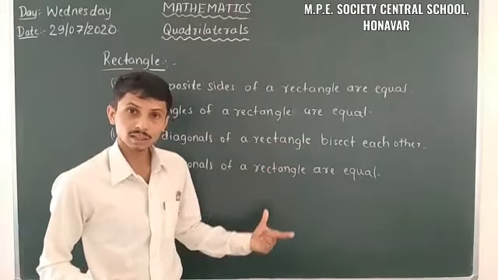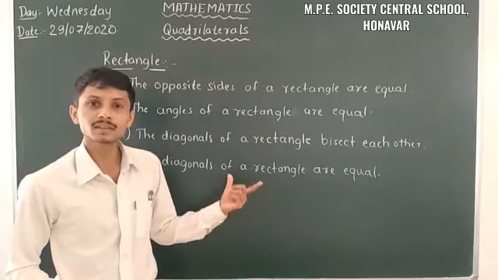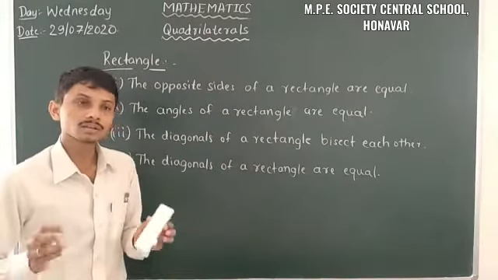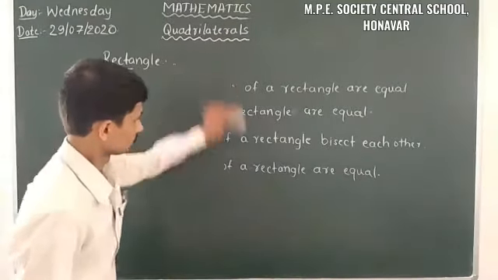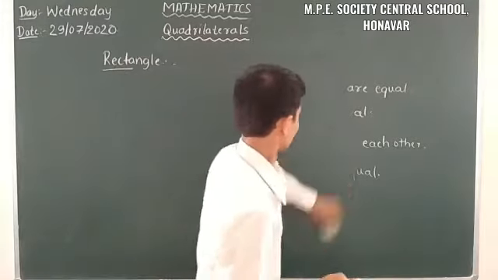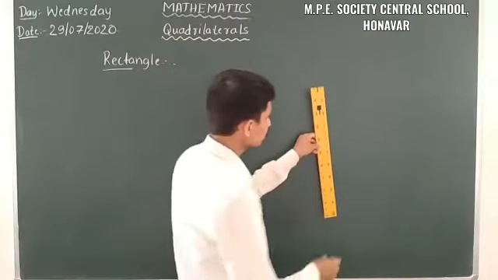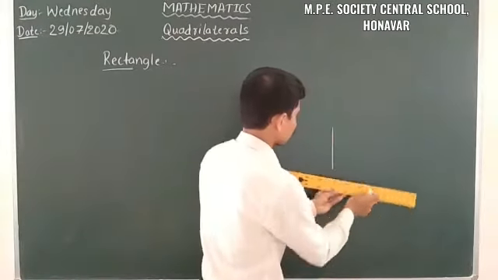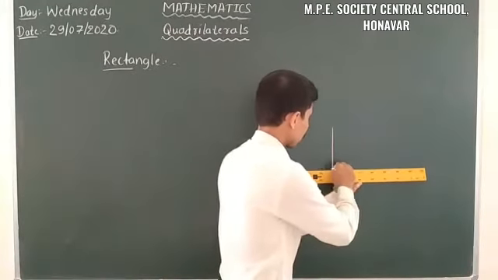What is the known thing here? We have to take the parallelogram. In this case we have to take the rectangle, so firstly we have to draw the rectangle. How can we draw the rectangle? One side is smaller and another side is longer.